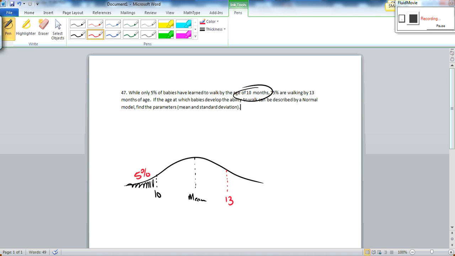So we have 75% here. And so they want us to find the mean and the standard deviation. So we have two unknowns. I'd say that probably the easiest way to do this is to take the 5% and the 75% and convert those to z-scores and put those corresponding z-scores in these positions on the normal curve. So we're going to do that.